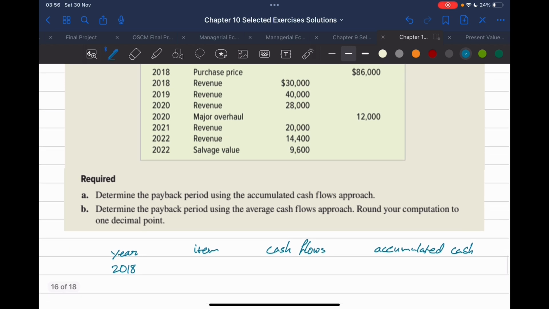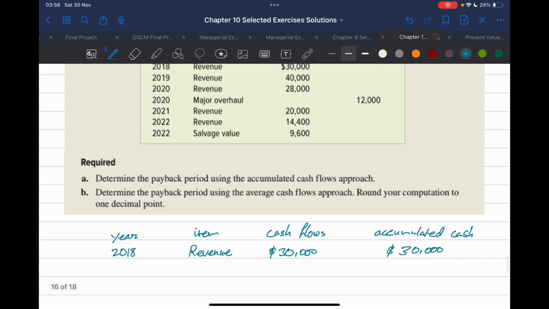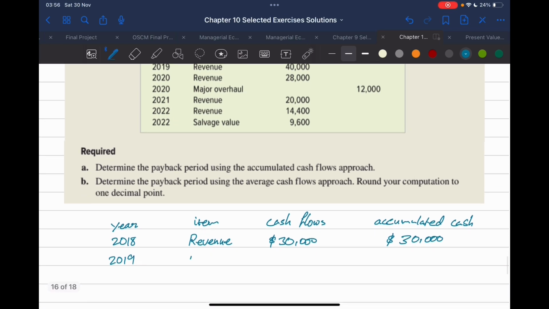All right, so starting at 2018, we'll ignore the purchase price for now. We have revenue, which is expected to be $30,000. And so far, the accumulated cash is going to be $30,000. Right? And then for the following year, 2019, we also have a revenue, but this time $40,000. The accumulated amount so far is going to be 30 plus 40, that's $70,000.